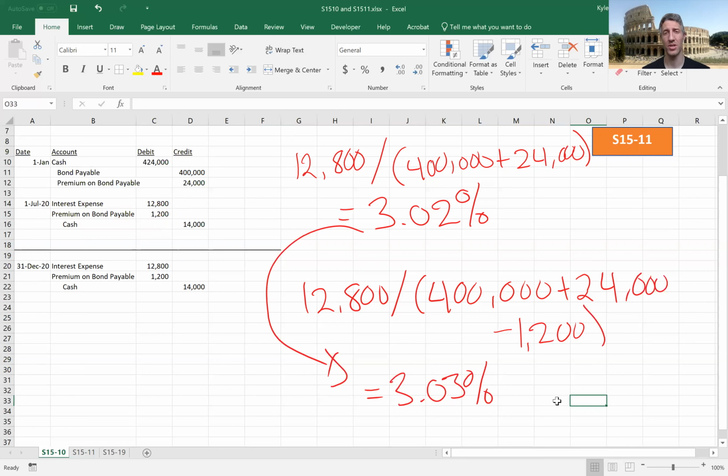It doesn't change. This is a weakness inherent with the straight line method of amortizing a bond payable or a bond premium. So in order to combat that weakness, there's another method, the effective interest rate method, in which case the interest rate implicit in our journal entries will be consistent. So that's what S15-11 is all about. So let's move on to there.